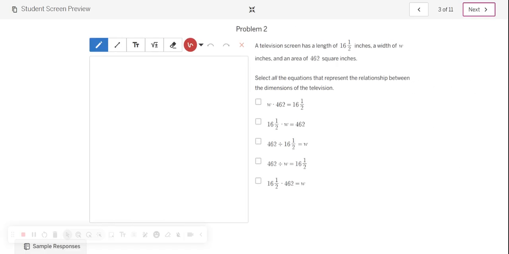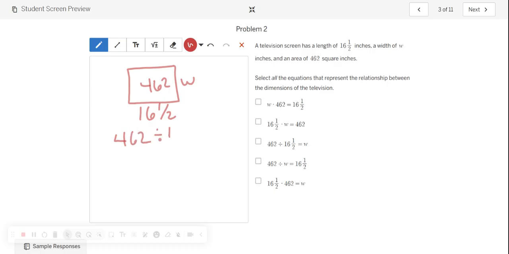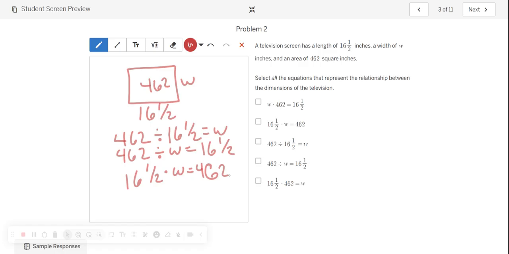Television screen is 16 and a half inches long. So you're looking at a TV screen that's 462 square inches. The length, the longest side, is 16.5, and the width is what you don't know. So lots of ways to do this. You could do 462 divided by 16.5 equals W, or 462 divided by W equals 16.5. Or the other way would have been 16.5 times W equals 462. So there's 3 of these over here.